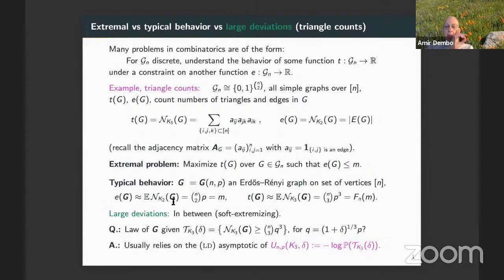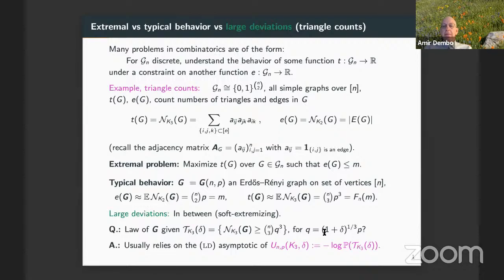In between, we can look at large deviation. Large deviation is sort of a soft extremizing. We will look at graphs which will achieve a larger value of t. That is, we will look at the set, let's call it t k3 of delta. Those are all the graphs where the count of the number of copies of the triangles in the graph is exceeding its mean by a factor 1 plus delta.